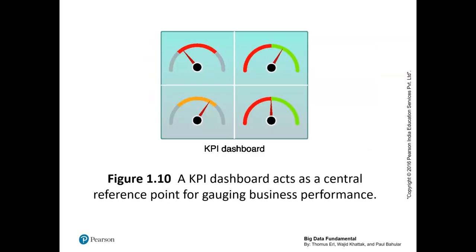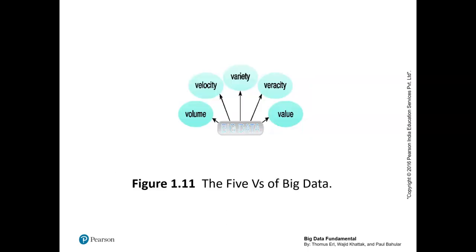KPI is the most important thing, which is called key performance indicator, and which we represent on the dashboard, and it works as a central reference point for gauging the performance, how the performance of the organization is going, and how can we improve it, or how can we accelerate our performance, either employee performance or revenue, etc.